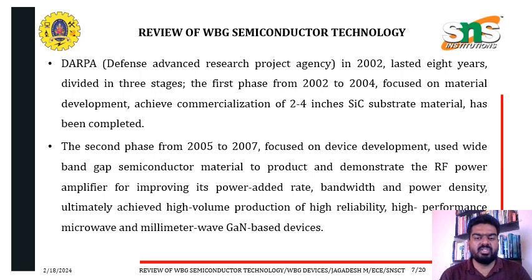DARPA, the Defense Advanced Research Projects Agency, ran a program in 2002 that lasted 8 years, divided into three stages. The first phase, from 2002 to 2004, focused on material development, and commercialization of 2 to 4 inch SiC substrate material was completed. The second phase, from 2005 to 2007, focused on device development, using wide bandgap semiconductor material to produce and demonstrate RF power amplifiers with improved power added efficiency, bandwidth, and power density. Ultimately, it achieved high volume production of high reliability, high performance microwave and millimeter wave gallium nitride based devices.